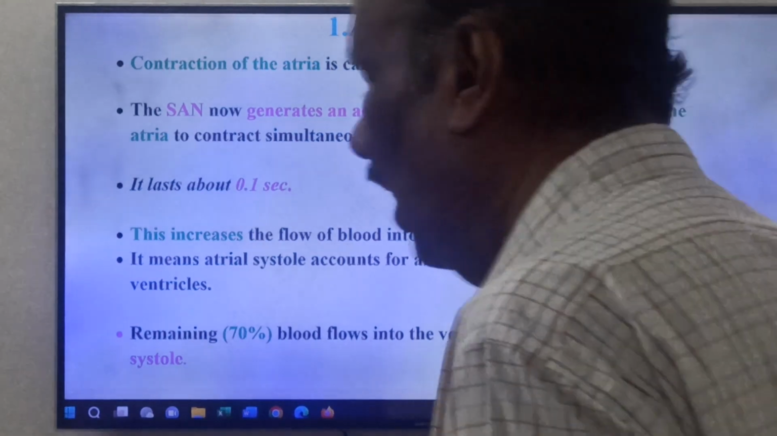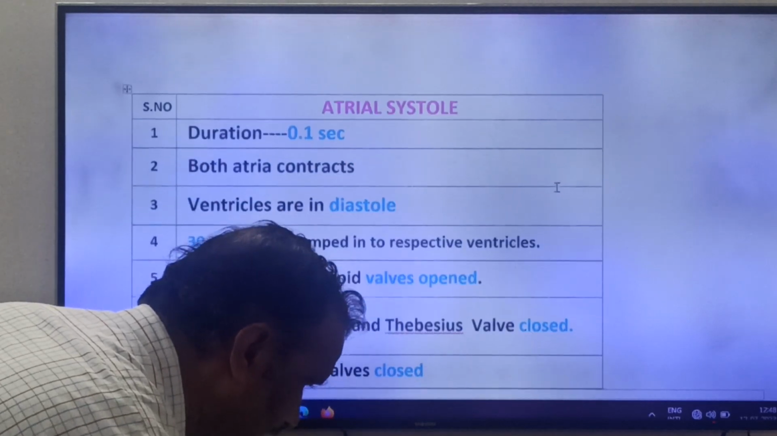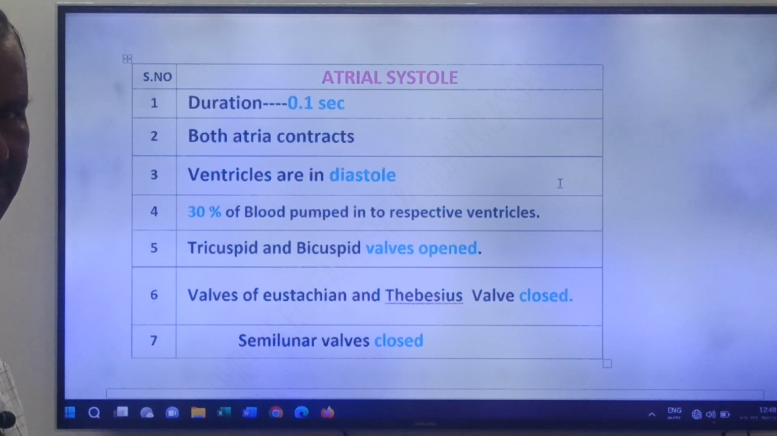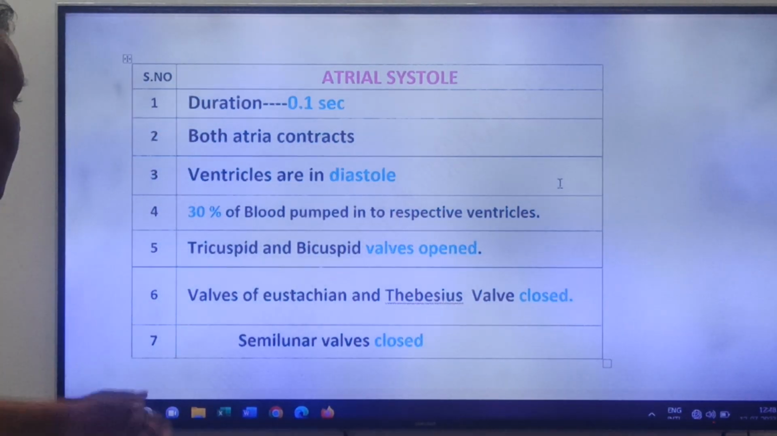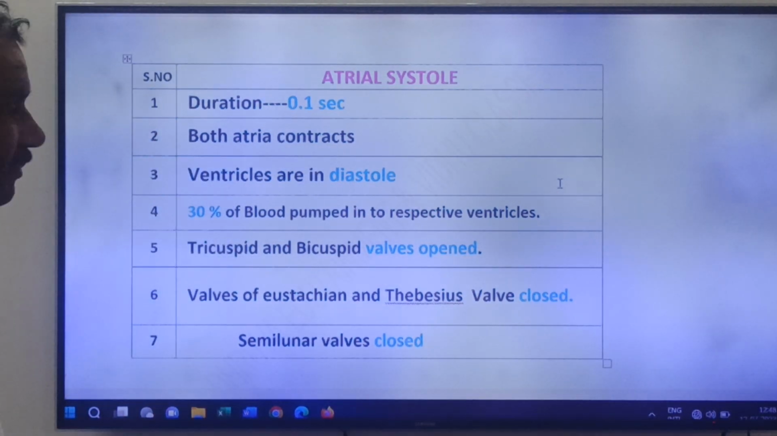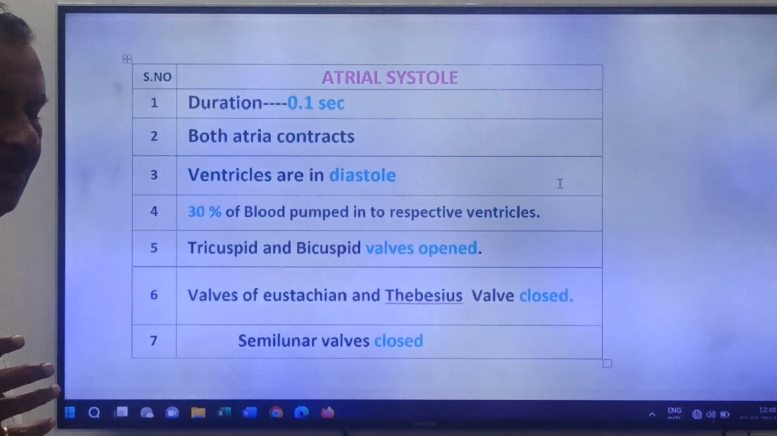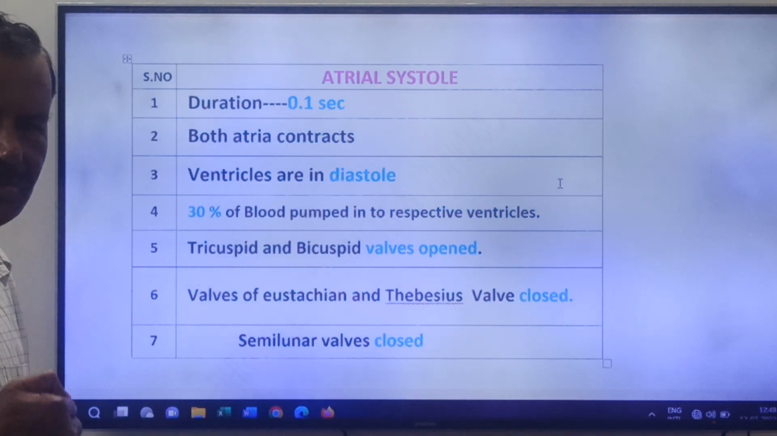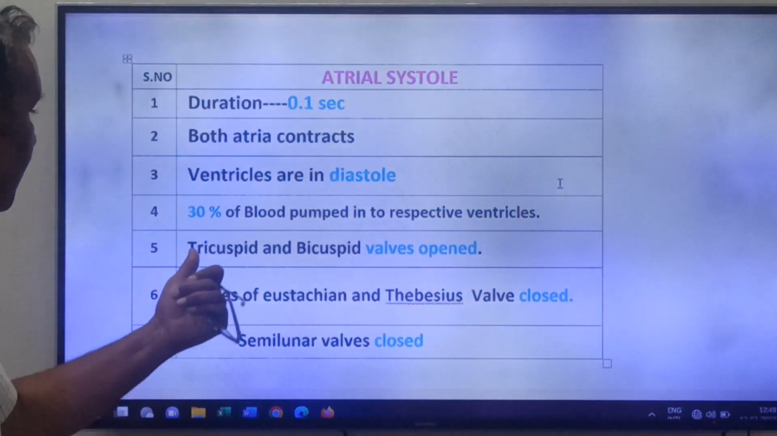Okay, friends. Now come to the next. You have to remember this important point. What are the important points of the atrial systole? Duration 0.1 seconds. Both atria contract. Ventricles are in diastolic state or relaxed state. 30% of the blood is pumped into the respective ventricles. Means what, friends? From the right atrium, blood enters into the right ventricle. From the left atrium, blood enters into the left ventricle.